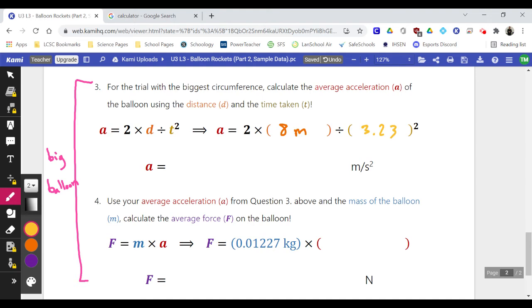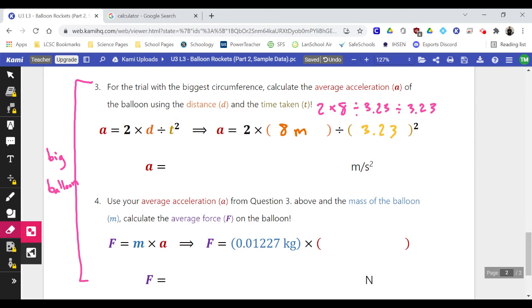So again, you could do this one of two ways. Either you could take 2 times 8 divided by 3.23 squared, or you could write it out like this: 2 times 8 divided by 3.23, or whatever your time in seconds was, and then divided by 3.23 again. If your calculator doesn't have the exponent button or the squared button, or you're not sure if you're using it right, this is another way to do it. We're just going to divide by 3.23 twice.